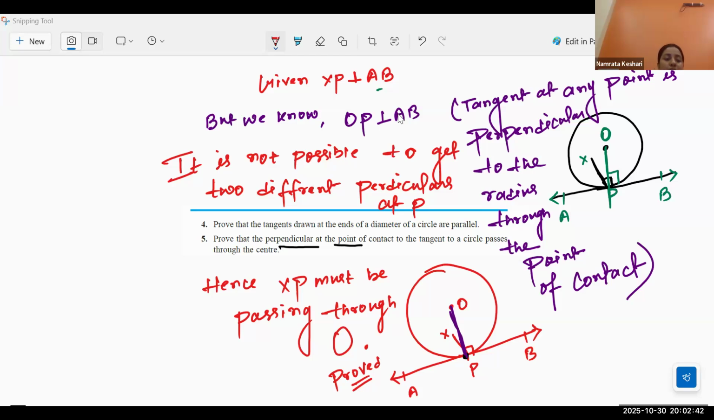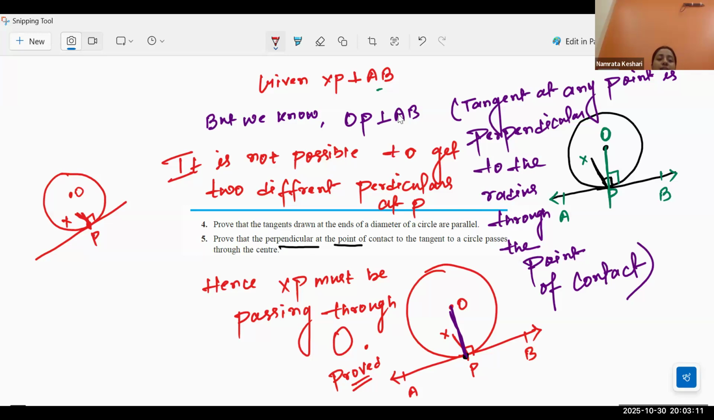That means if you are having a circle and if you are having the tangent, then if you are dropping a perpendicular at this point of contact, you have to prove that this perpendicular must be passing through the center of the circle. Okay, so what you are doing, you are drawing it a little bit like this. Even though it doesn't look like a perpendicular, it's completely okay to draw it like this.